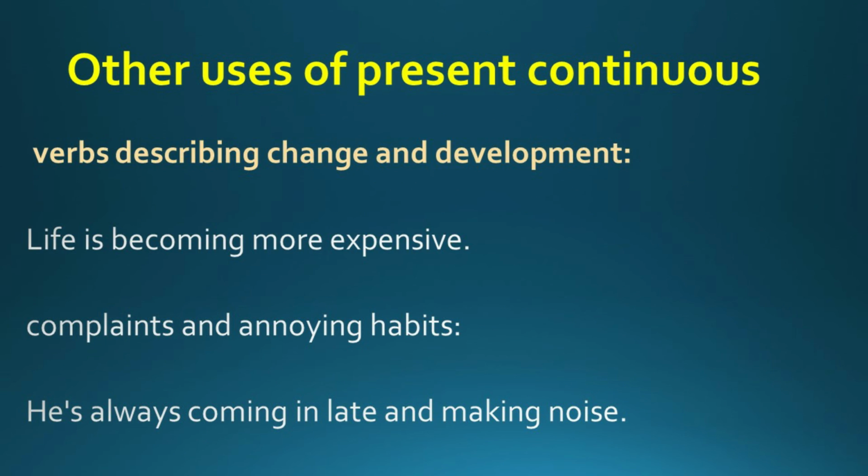Here are some of the other uses of present continuous. This tense is used for verbs describing change and development. For example, life is becoming more expensive. So, for verbs that are describing change and development, or for complaints and annoying habits. For example, he's always coming in late and making noise.